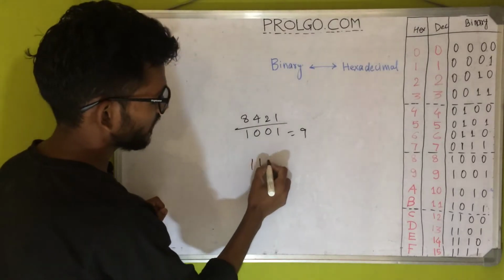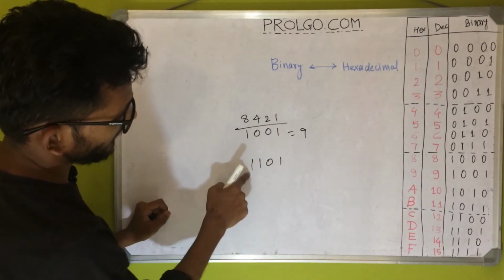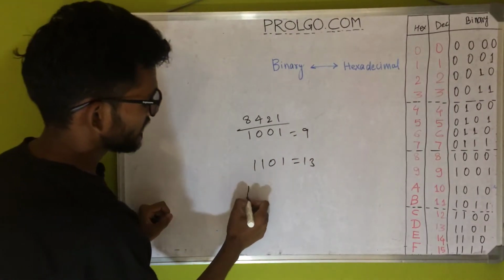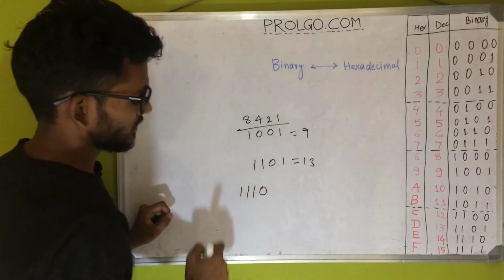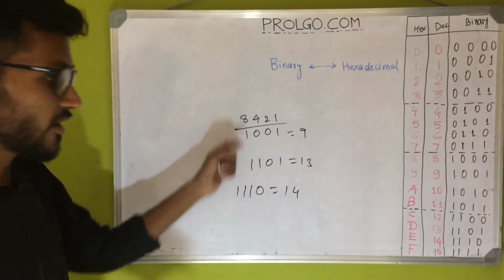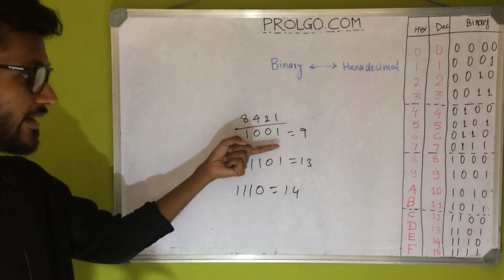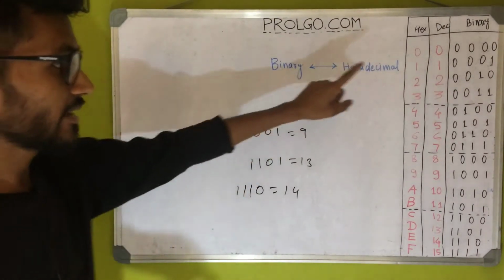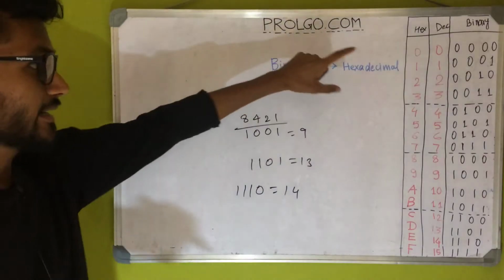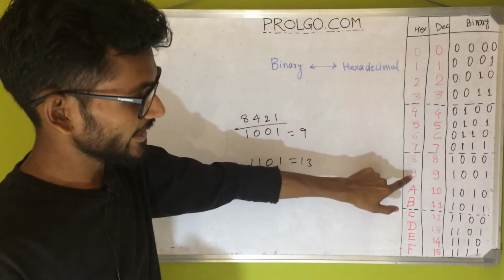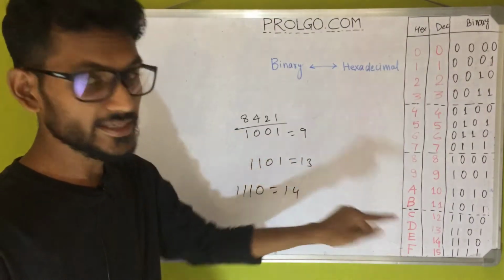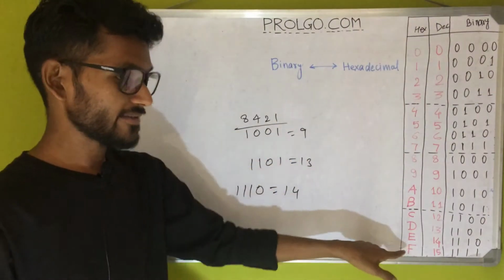So take another one, 1101. Now see, 8 plus 4 plus 1, it would be 13 in decimal. Just take another one, 1110. So 8 plus 4 plus 2 is 14. So this is how you can convert any binary number into a decimal number. For reference, I have written the same table here, so you can see this one. In hexadecimal, we have 0 to 9, and from 10 to 15 we have representation as A, B, C, D, E, F. So 10 is A and F is 15.